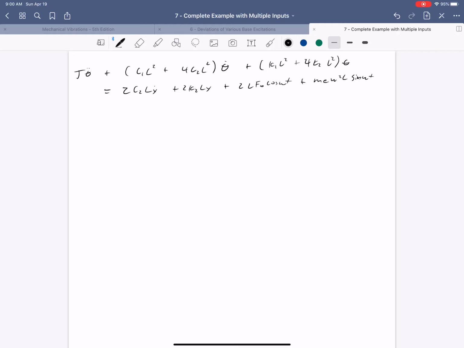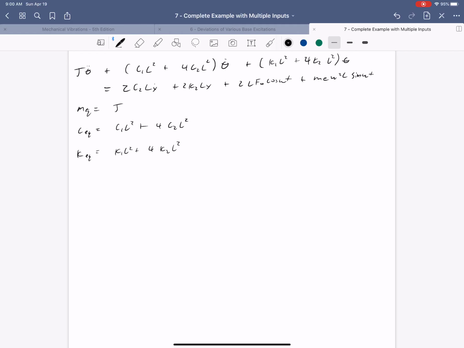So, let's define M_EQ is equal to J. C_EQ is equal to C1 L squared plus 4 C2 L squared, right? Because we don't want to keep writing all that over and over again. K_EQ is equal to K1 L squared plus 4 K2 L squared, okay? Now our equations of motion are going to start looking a little nicer. M_EQ theta double dot plus C_EQ theta dot plus K_EQ theta is equal to all of this.